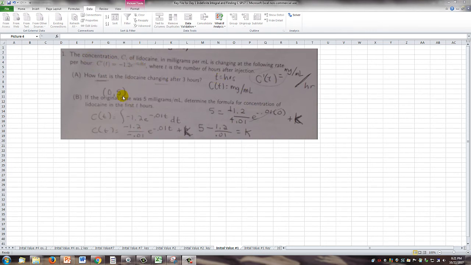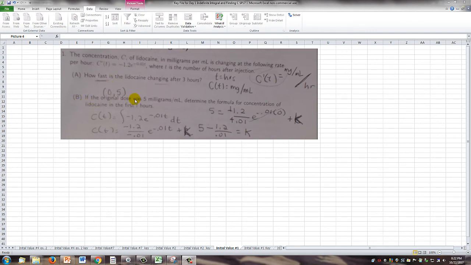So try to ignore all the writing. But I wanted to go through and make sure you understand that this is a C prime of t, but the prime is not what gives it away. What gives it away is the words changing at a rate. So if you know the time in hours, you'll know the way the concentration in milligrams per milliliter is changing. And so question A, how fast is the lidocaine changing, tells me that I want to use this function. I'll plug 3 into this function.